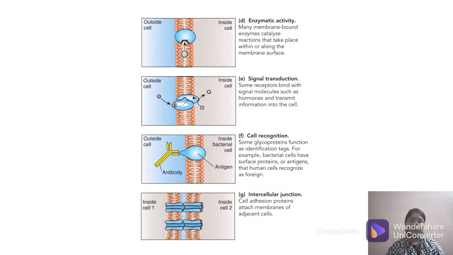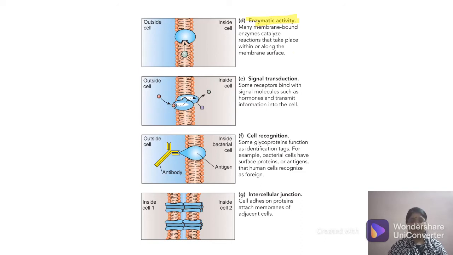Now let's look further at what roles they have to play. Here, this is acting as enzymatic activity. When you read about respiration and photosynthesis, you will see how these proteins, which act as enzymes, are located on the membrane, and how various kinds of reactions are conducted by them. So they catalyze various reactions as well.